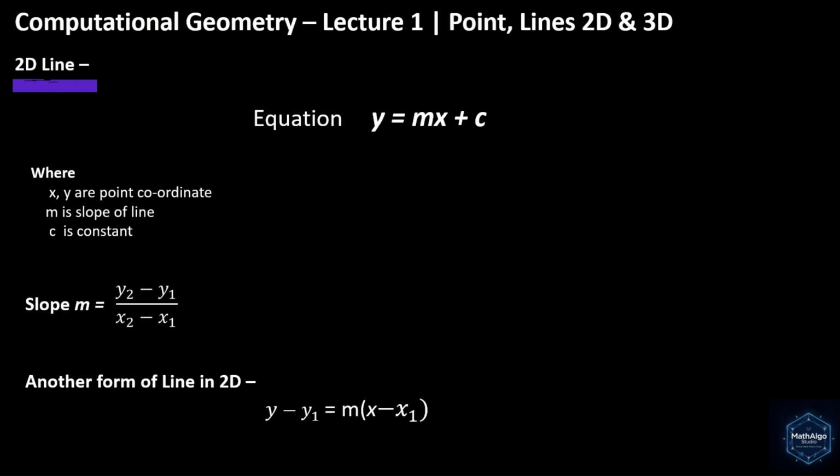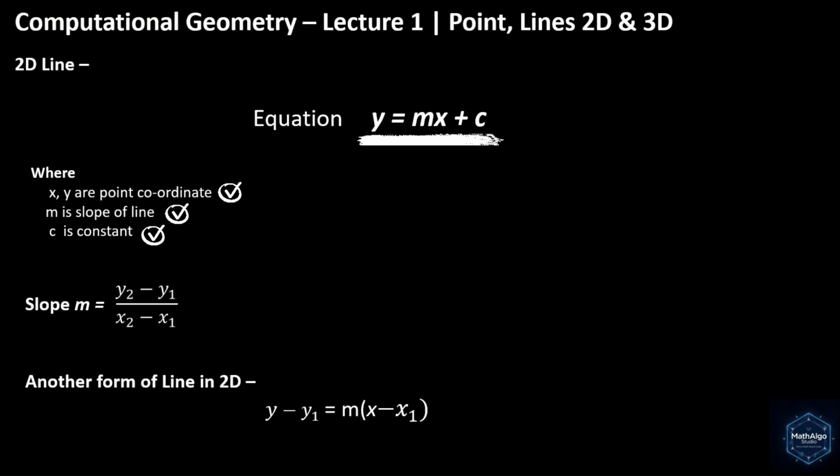In 2D geometry, one of the most commonly used forms of a line is the slope-intercept form given by the equation y = mx + c. Here, x and y represent the coordinates of any point on the line. m is the slope of the line and c is a constant which represents the y-intercept, meaning the point where the line crosses the y-axis.